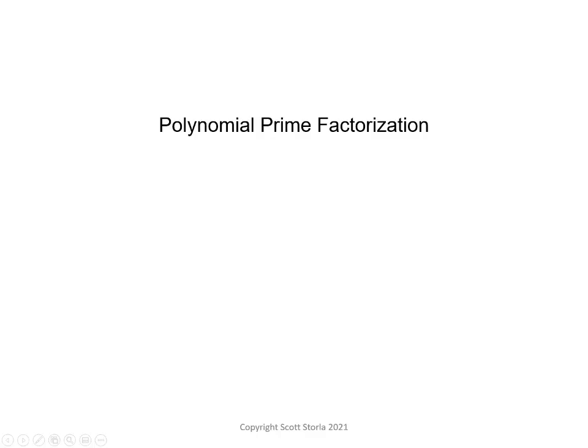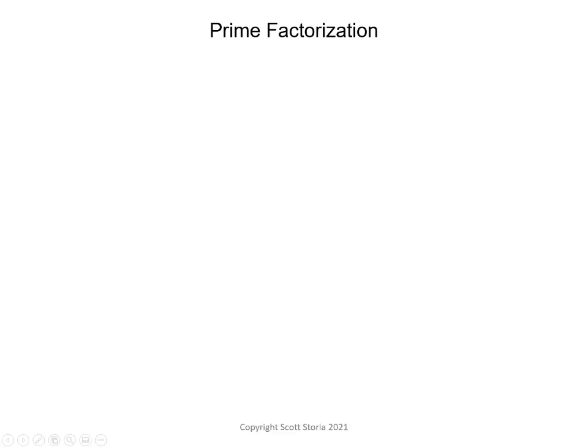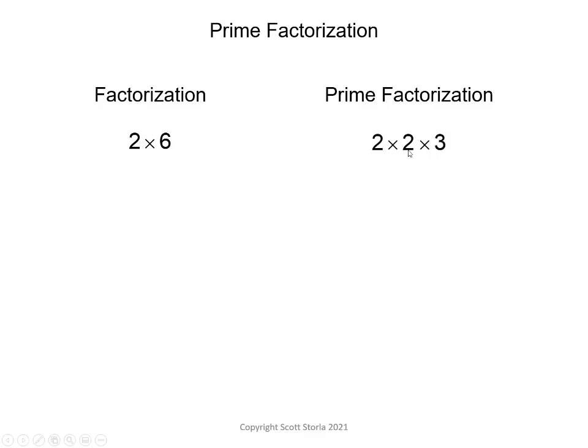In this video, we're going to begin polynomial prime factorization. And let's talk about what prime factorization means when we're looking at polynomials. Recall that there's a difference between a factorization and the prime factorization. For instance, here's a factorization of 12, but it isn't the prime factorization because 6 is composite. Once we factor 6 into prime factors 2 and 3, then we have the prime factorization of 12 because all of our factors are prime.